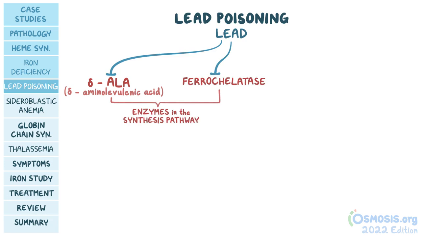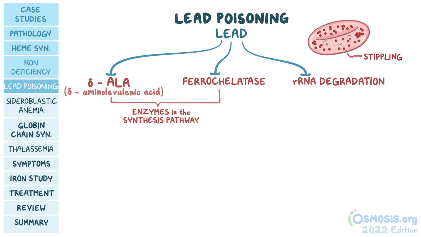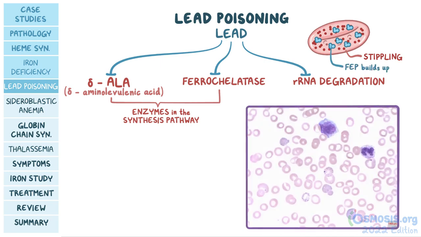It's important to remember that lead also inhibits rRNA degradation, causing old rRNA to accumulate inside the RBCs, forming tiny aggregates that are dispersed throughout the cytoplasm, and this is referred to as stippling. Once again, this affects heme synthesis, so free erythrocyte protoporphyrin, or FEP, builds up. On a peripheral blood smear, these aggregates stain blue, so they are basophilic, and we call this basophilic stippling.